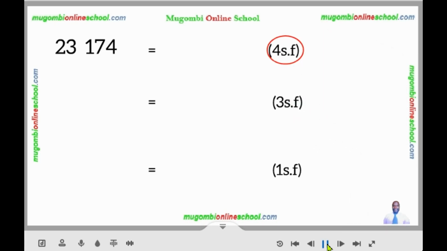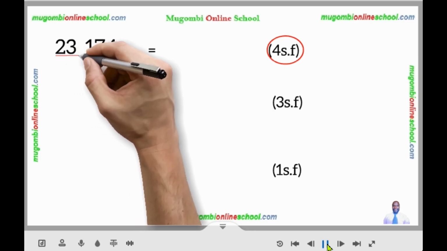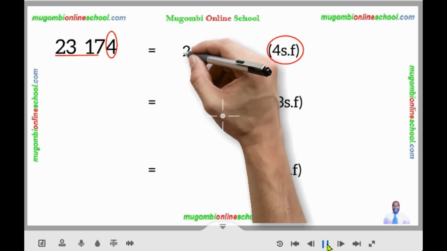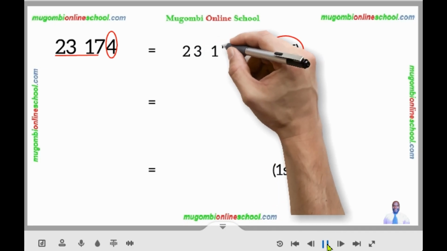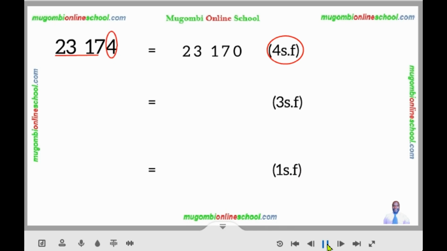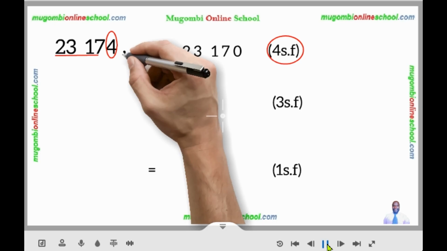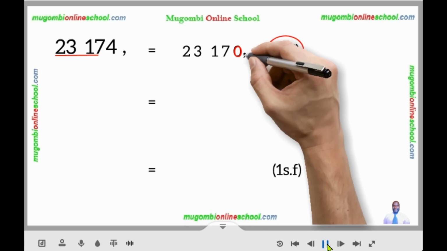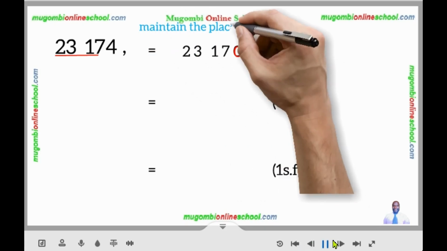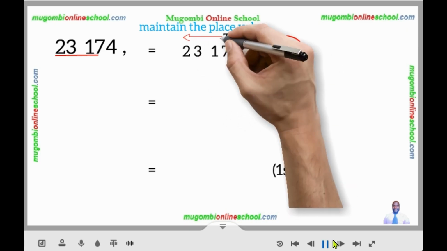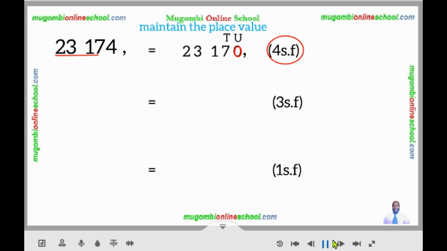All right, to 4SF, we count 4 digits: 1, 2, 3, 4. And then we look at the next digit, which is 4 in this case, and we do not add anything, so our number becomes 23,170. And in this case, this 4 turns into 0, and 0 is significant because our comma is on the right of 4. So for us to maintain the place value, we need to write the 0, because maintaining the place value system is very important. 0 stands for units, and 7 for tens, and so on in this way.